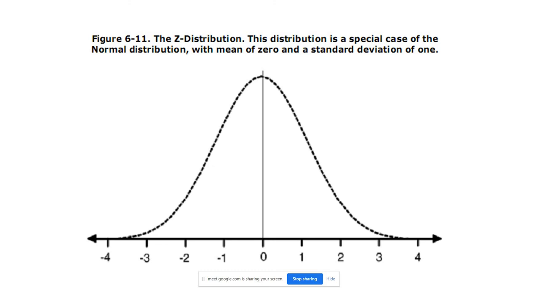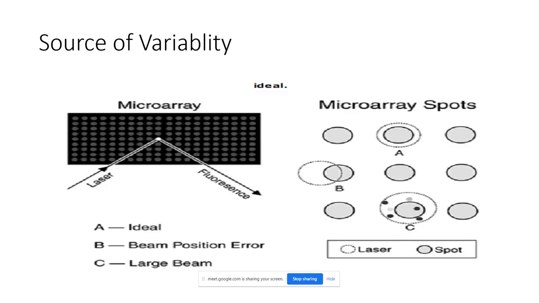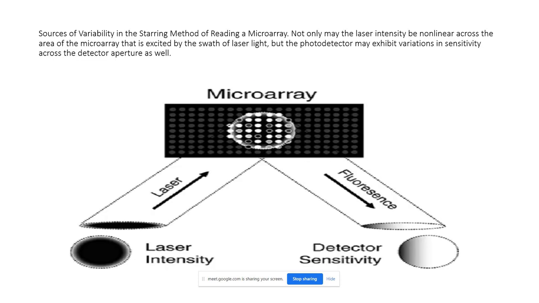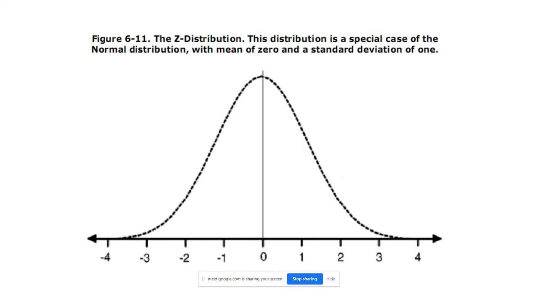So these were all the types of error we have discussed. Sometimes there can be error from the experimental procedures, the laser beam, and these different types of spots. There may be contamination, relative location, variable density problem, variable shape problem. Now how are we going to analyze this? There is a statistical method we can use. The distribution is the special case of the normal distribution with a mean of 0 and a standard deviation of 1. So we will analyze all those genes.